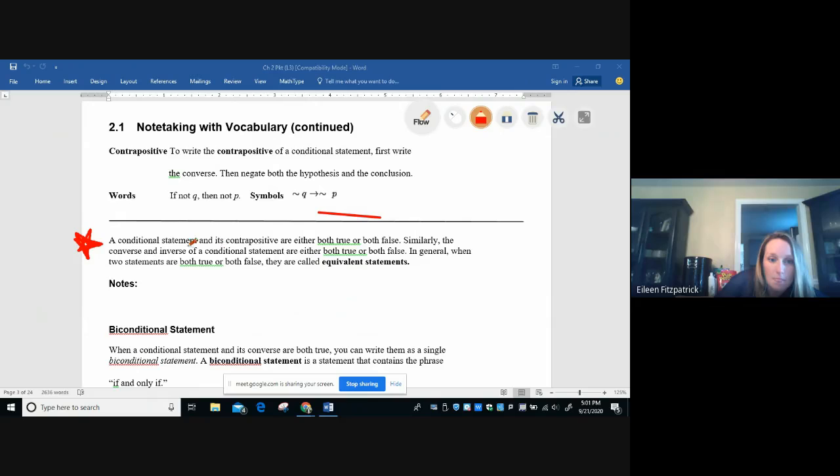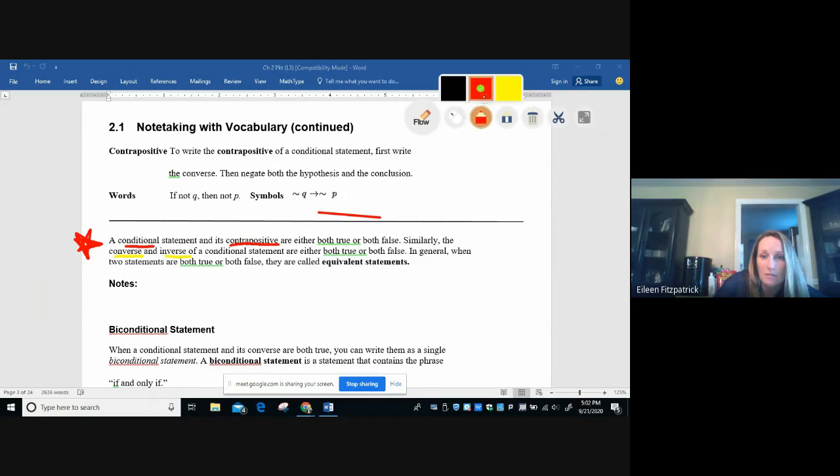All right, so again, the conditional and the contrapositive kind of pair up. If the conditional is true, then the contrapositive will be true. If the conditional is false, the contrapositive will be false. And then the converse and the inverse are equivalent statements. If one is true, the other is true. If one is false, the other is false.